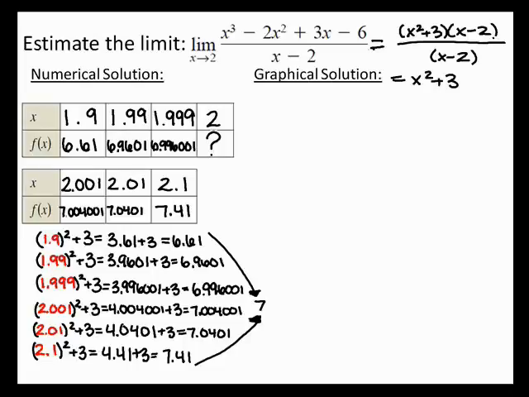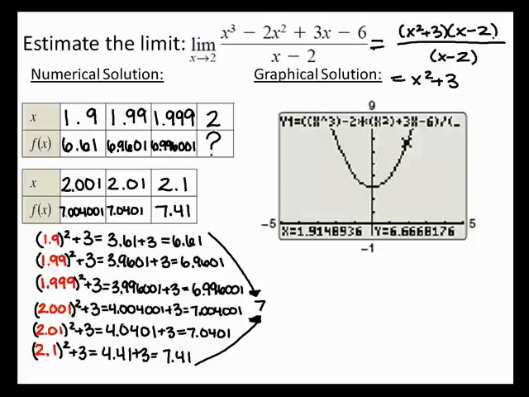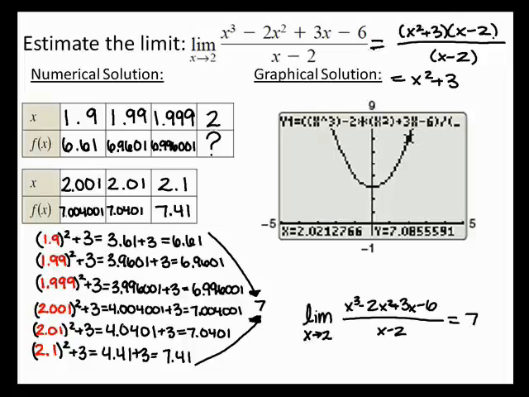To use the graphical solution, use the graphing utility to graph x cubed minus 2x squared plus 3x minus 6 divided by x minus 2. Use the trace feature to determine that as x gets closer to 2, y gets closer to 7. Notice that there is no value for y when x equals 2, and that there is a hole or break in the graph at x equals 2. Therefore, the limit of x cubed minus 2x squared plus 3x minus 6 divided by x minus 2 as x approaches 2 is 7.